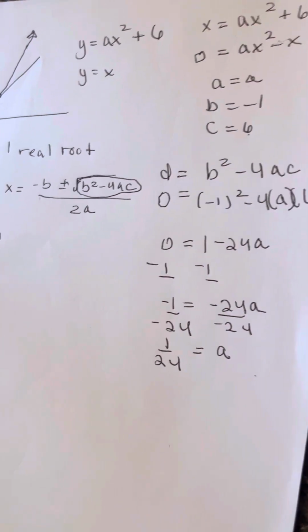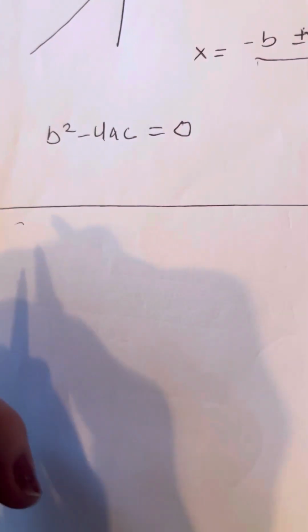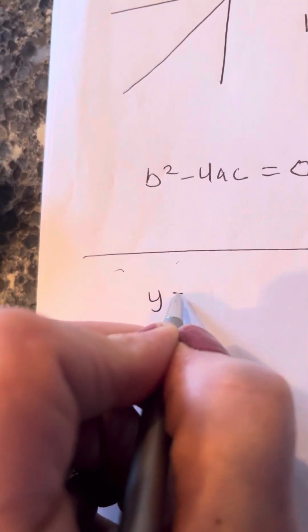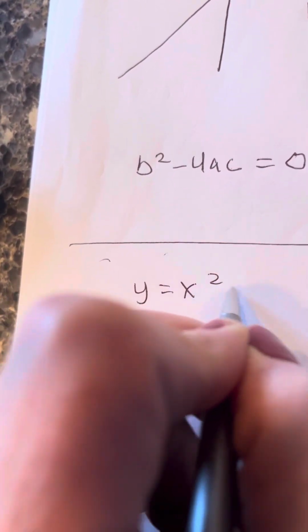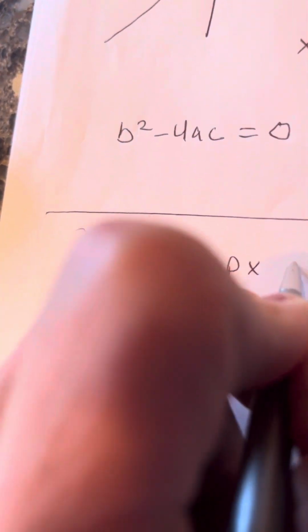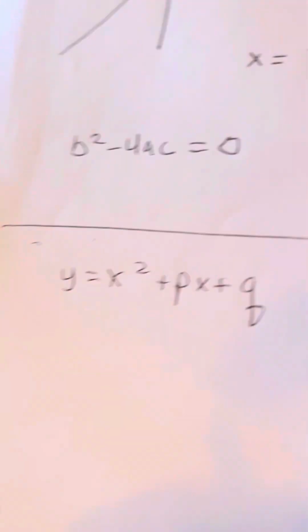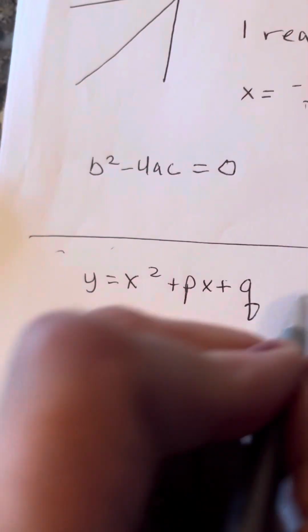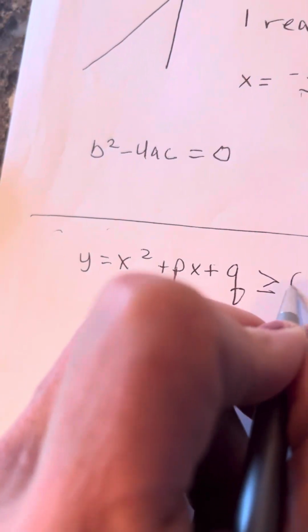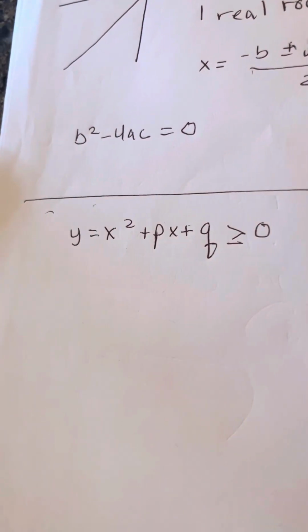The other one was they gave you this problem. The second one they gave you, I'll write it over here. You're given this equation, y is equal to x squared plus px plus q. And they tell you that the smallest value it can have is 0, so it can't be smaller than 0. It has to be bigger than 0.